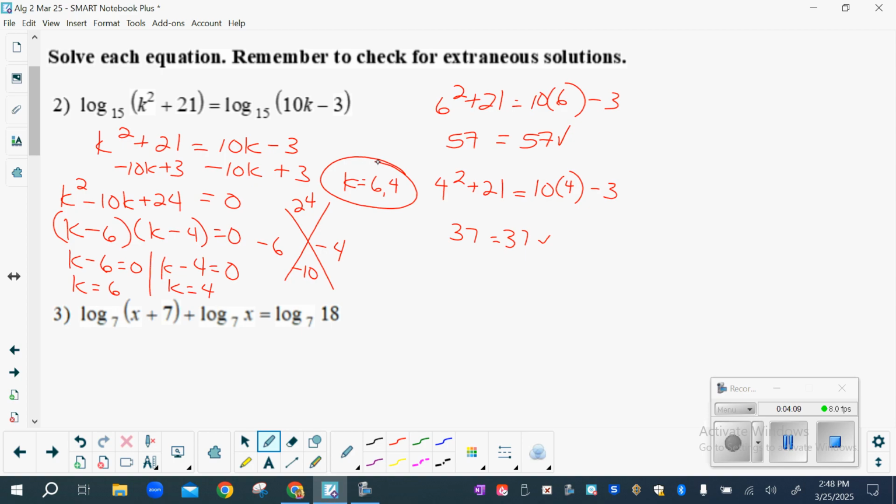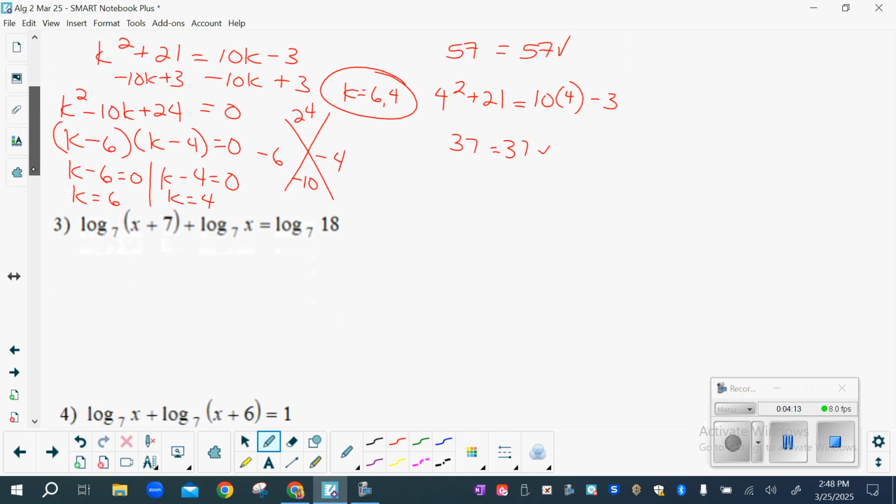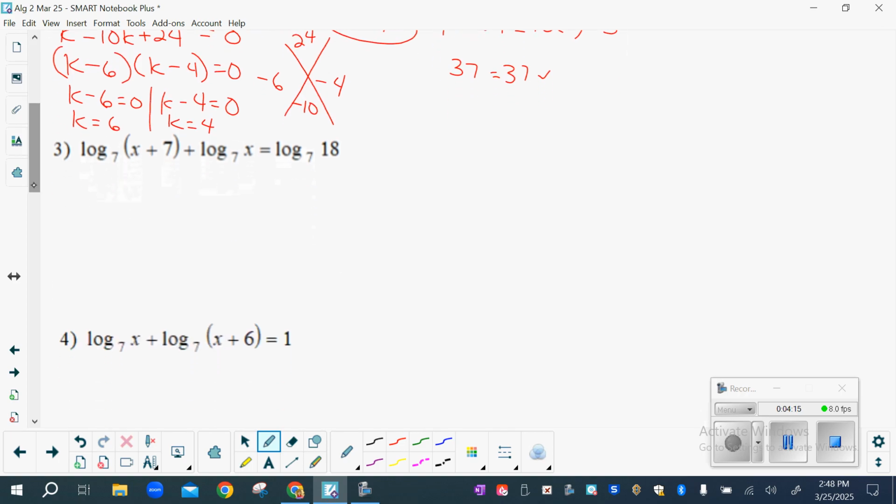Okay, so what do I do on number 3? Raise your hand. Multiply the x with x plus 7. Good. We're going to write that as one log. Log base 7 of x plus 7 times x equals 18. And, sorry, log base 7 of 18. So this group here, what do we do next after that?